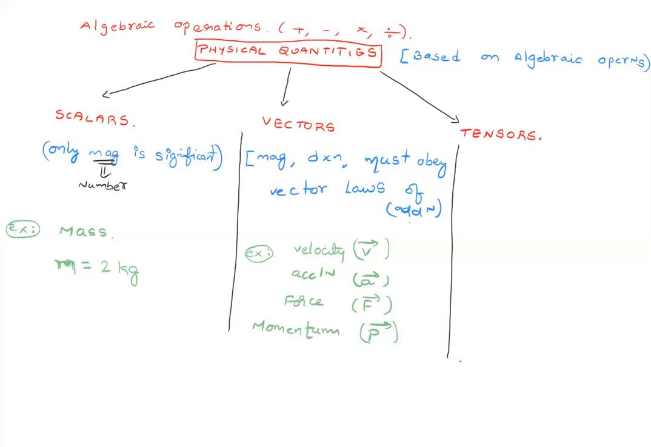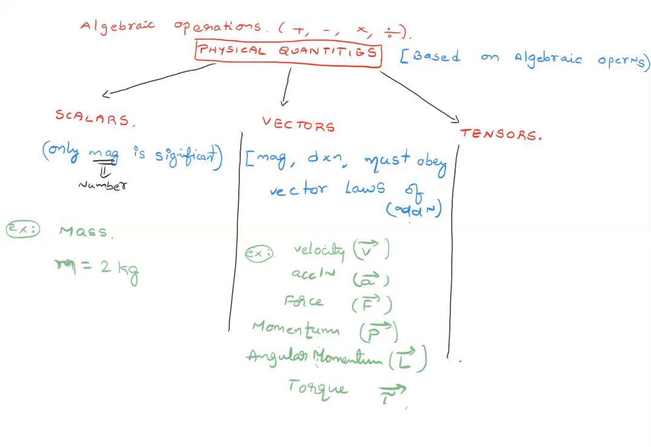Like this you can define a lot of quantities. Angular momentum is represented by the symbol l bar. Torque is represented by tau bar. There are a lot of physical quantities you measure in physics for which direction is significant. So for all these quantities, direction is important.